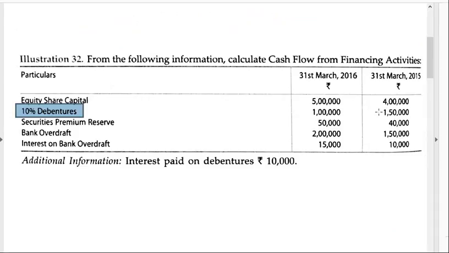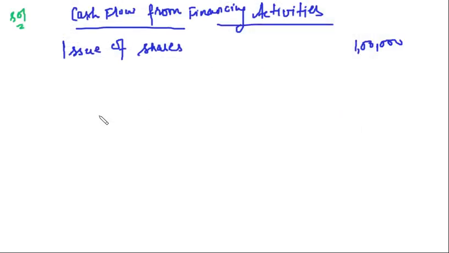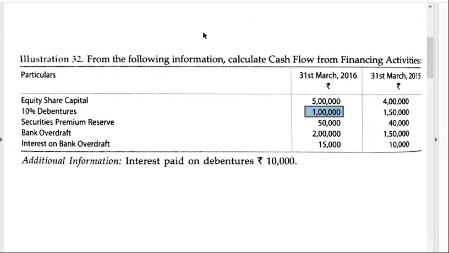Opening balance of debentures is 1,50,000, closing balance is 1 lakh. Our debentures have reduced, that means we have paid back the amount to the people, to the extent of 50,000. Redemption of debentures, how much? 50,000. This is cash outflow. We are paying back the money to people.